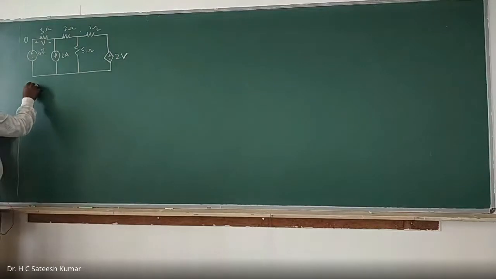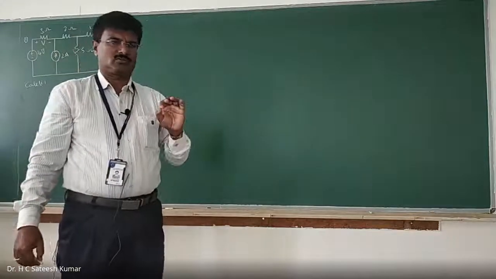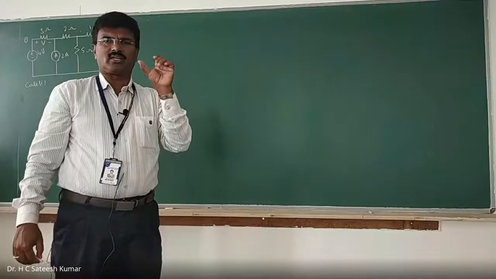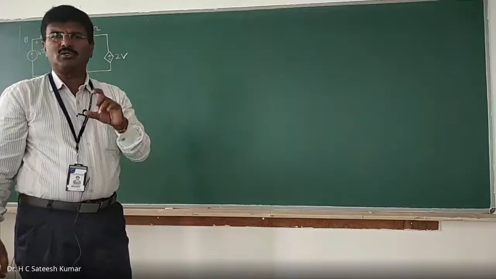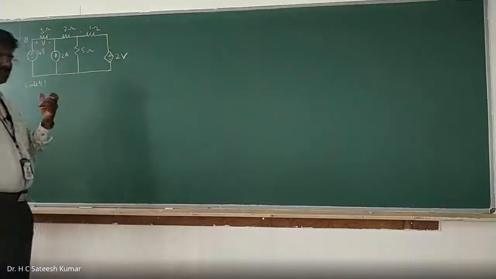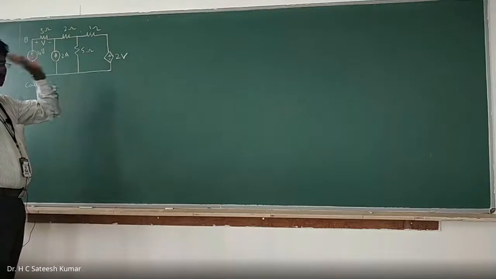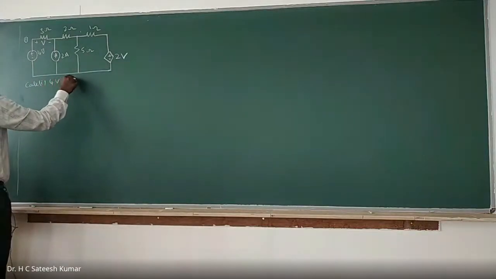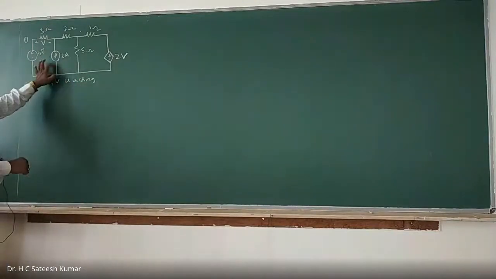So case 1. As we said, the superposition theorem states that the response in any element due to a number of sources acting simultaneously is equal to the sum of the responses when they are acting individually. Only these 2 sources you should consider. The dependent source we should not consider. Case 1, 4 volts is acting. 4 volts we are considering, which means the other source should be made 0.